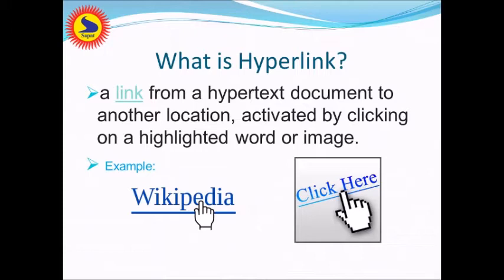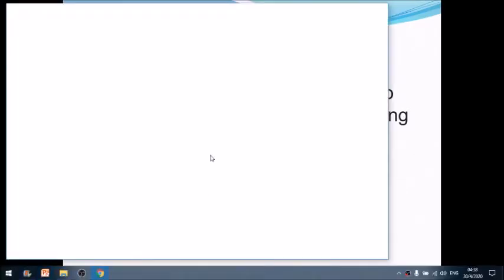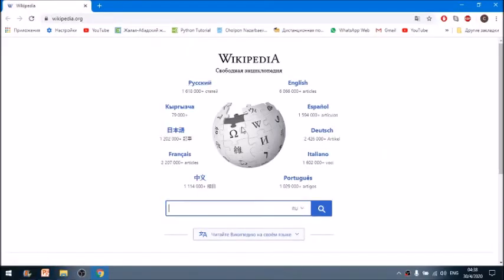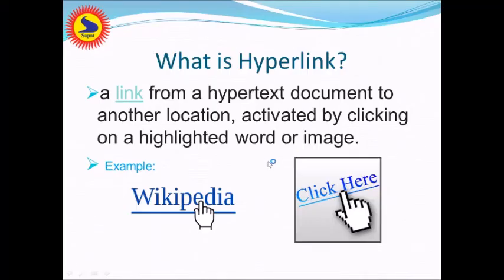For example, if I will click on a hyperlink Wikipedia, it will bring me to a wikipedia.org website. Okay, here we go. Okay, let's close it and let's continue. So now you know what is a hyperlink, and let's figure it out. What is an action button?